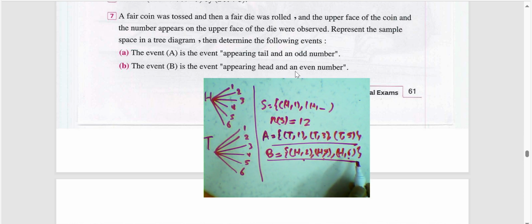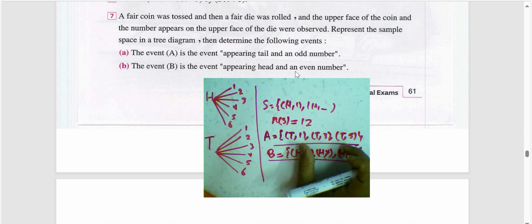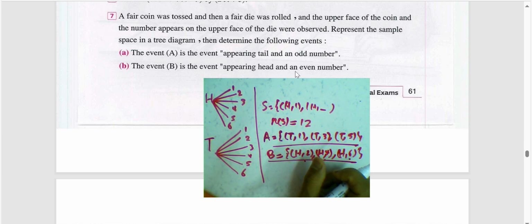If you want the probability of E, we have 3 outcomes here from 12 outcomes. The result will be 3 over 12, which equals 1 over 4.